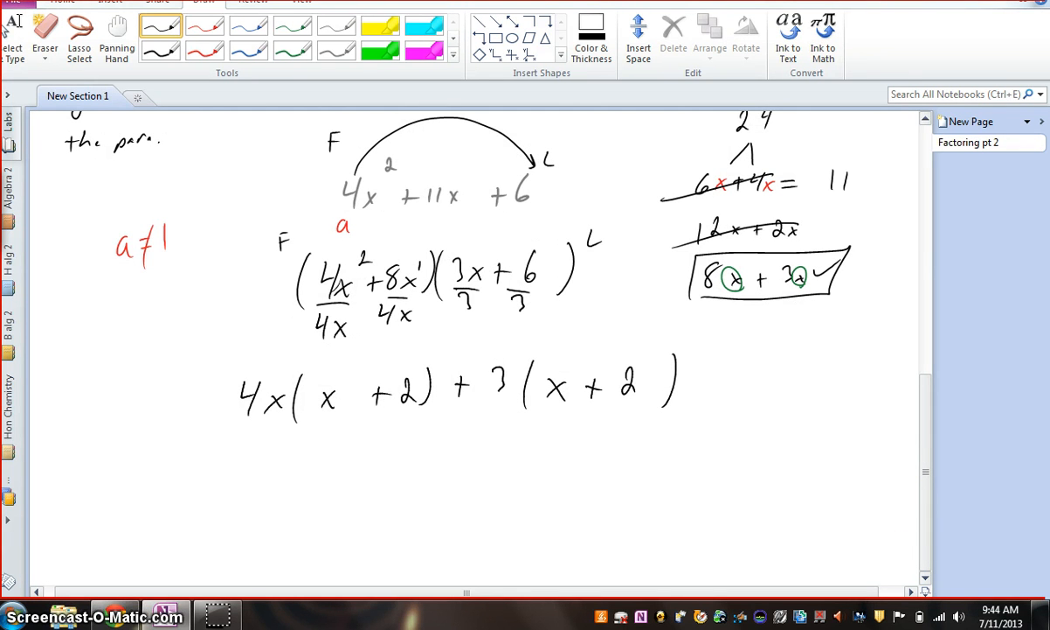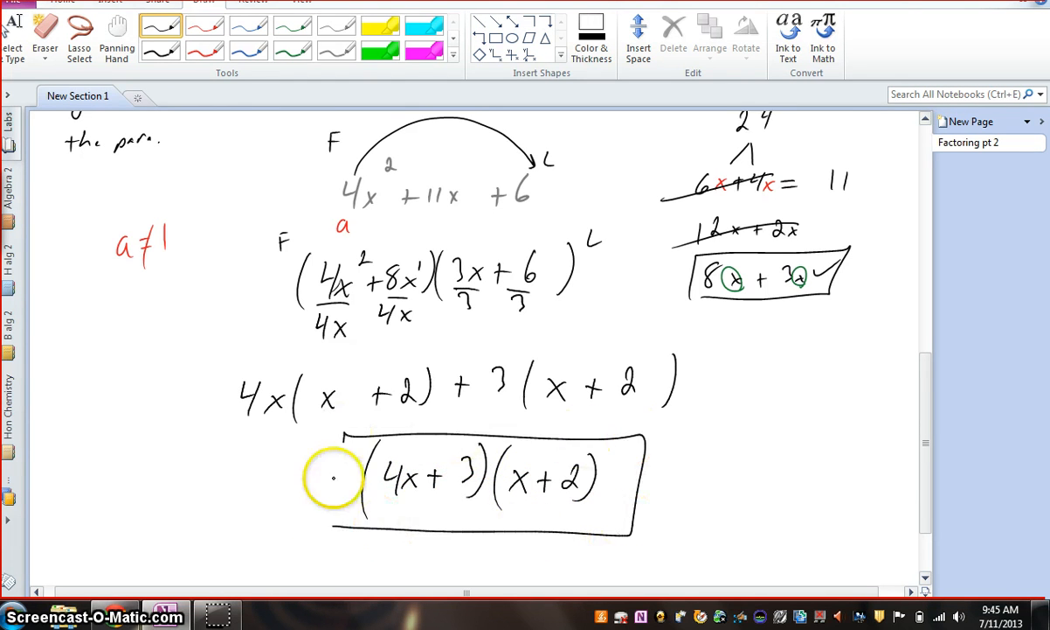Now, excuse me, what we can do is get to our final answer from here. Again, since both 4x and 3 have x plus 2 in common, we can write our common term by itself, and we can combine what's in front of them to give us our other part of our answer. And this gives us our final binomial times binomial. So we get our final 2 factors, which gives us our answer.